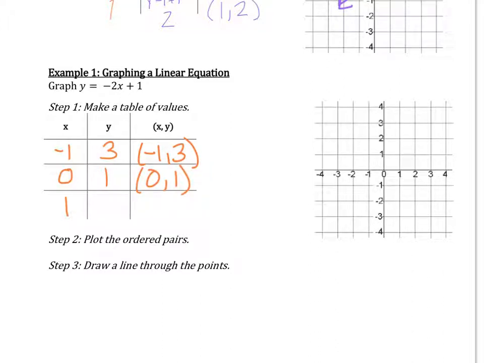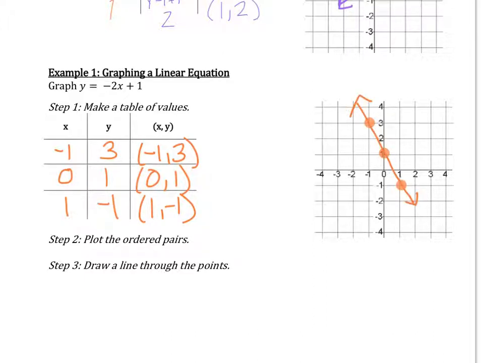And finally, plugging in +1 for x is going to leave us with y equals -1 for a final point of (1, -1). So now that step 1 is complete, step 2, plot the ordered pairs. So I'm going to go to my graph, plot the points (-1, 3), (0, 1), and (1, -1), and then last but not least, draw a line through the points, and there's my linear equation.